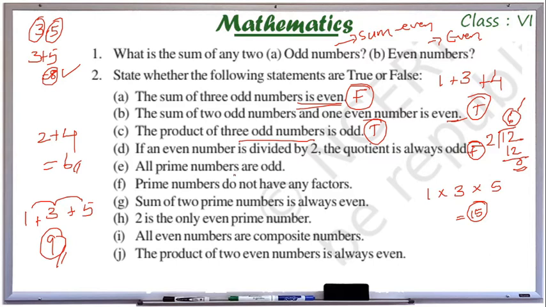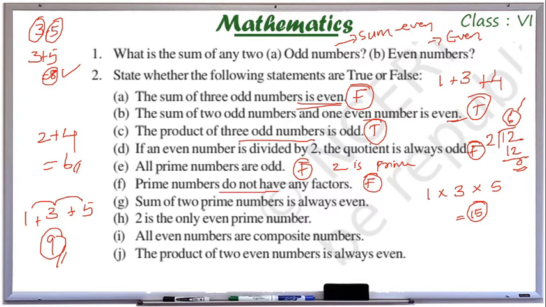And E, all prime numbers are odd. That is also false, because 2 is a prime number and 2 is an even number. So all prime numbers are odd is a false statement, because 2 is prime. Prime numbers do not have any factors. It is also false, because prime numbers have exactly two factors. So the statement that prime numbers do not have any factors is wrong.